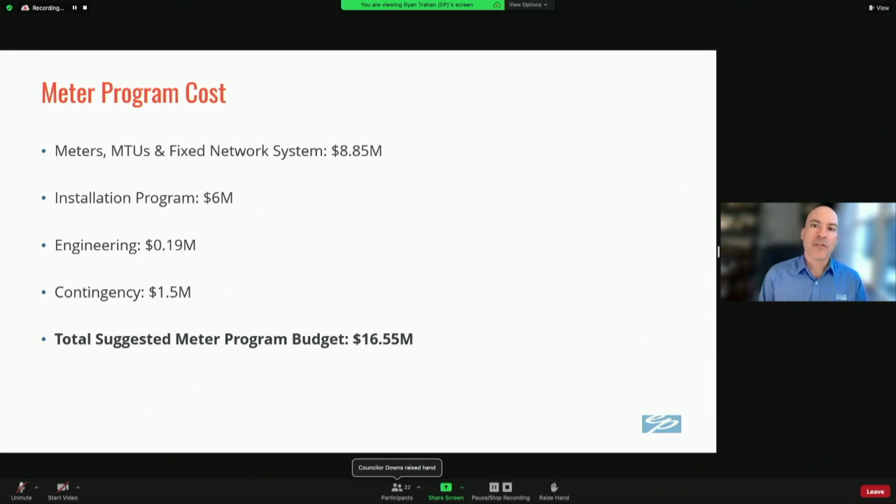And my final slide obviously is centered around cost, which is obviously very sensitive, but imperative that we move forward with this. The procurement for the meters through the cooperative bid, the MTUs, and the fixed network system is estimated to be about $8.85 million. The installation program, once bid, is estimated to come in around $6 million. Our engineering is around $190,000, and we're proposing contingency of about $1.5 million.